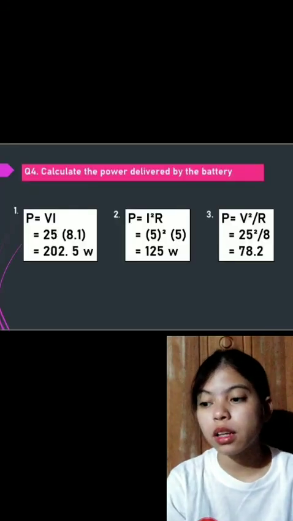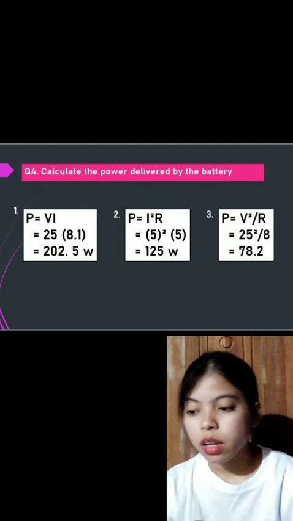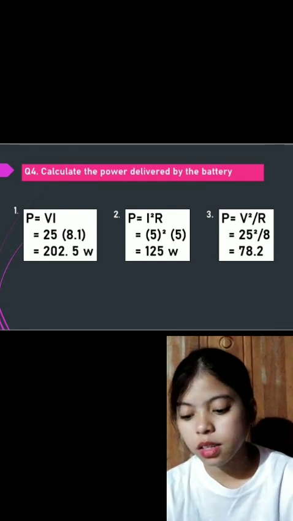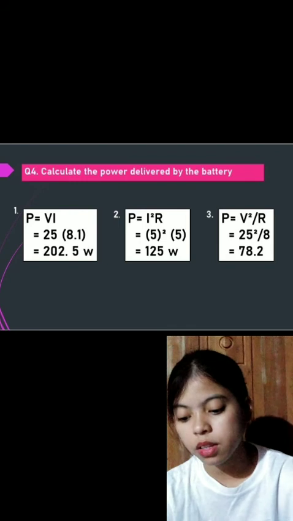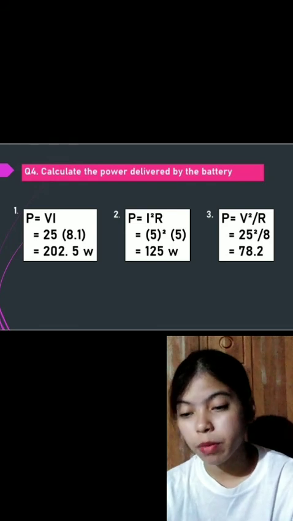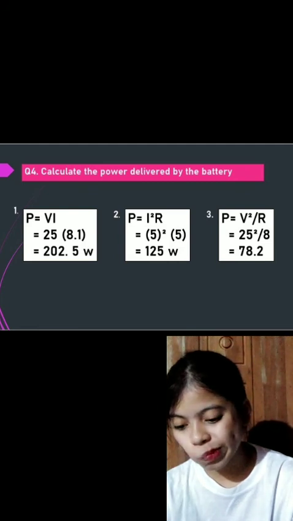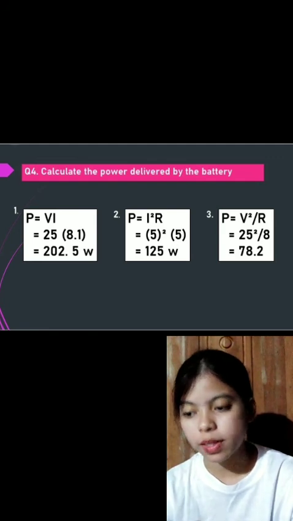The fourth question is to calculate the power delivered by the battery. As you notice, in the series circuit the total current is decreased, while in the parallel circuit the total current is increased compared to its individual resistors. Now let's calculate the power delivered by the battery. P equals V times I, so the voltage 25 times the current 8.1 equals 202.5 watts.